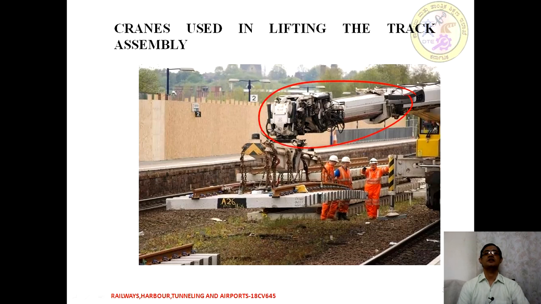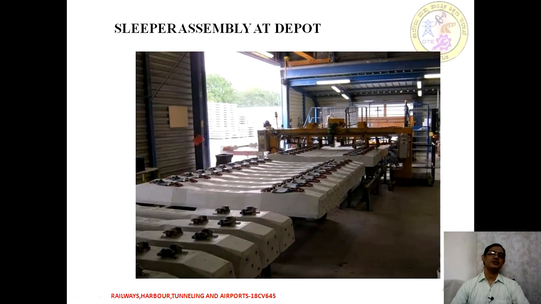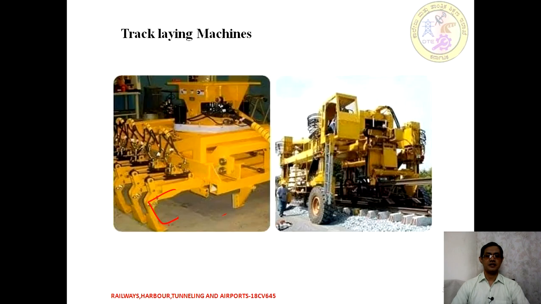The heavy capacity boom of a crane lifts the assembly of track from the depot, or in an offsite condition. Cranes are also a type of machinery used in construction. These are all small machines that we can use for grinding or fixing of fixtures, etc. This is a depot in which segments of sleepers are getting ready. These sleepers are again carried through vehicles, as shown in this image.